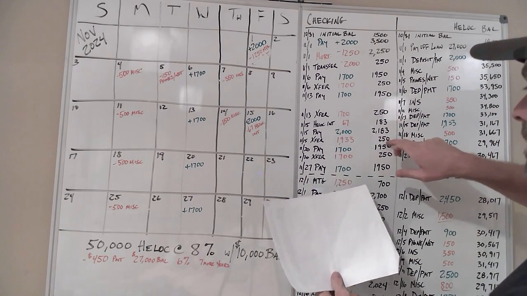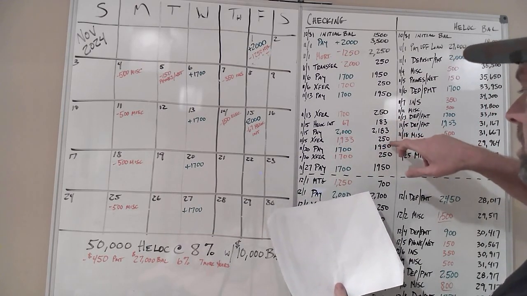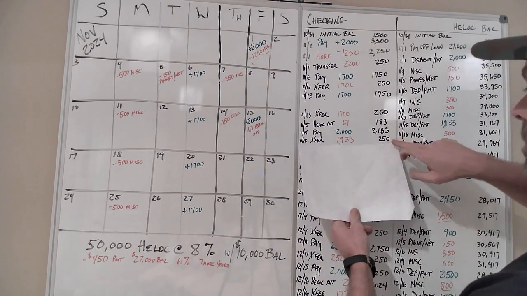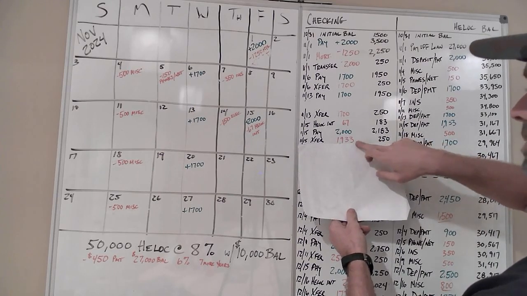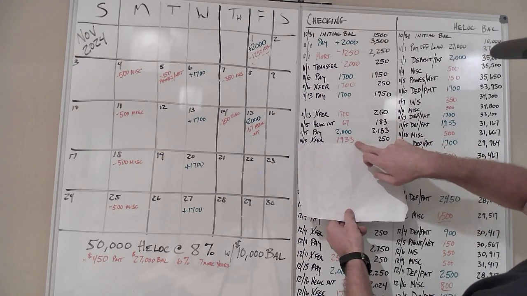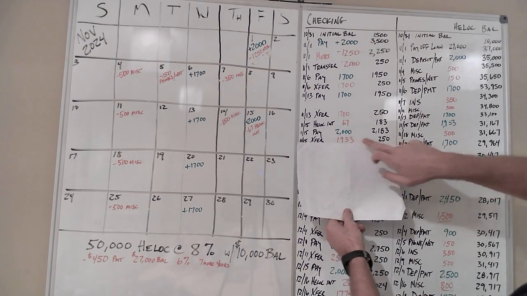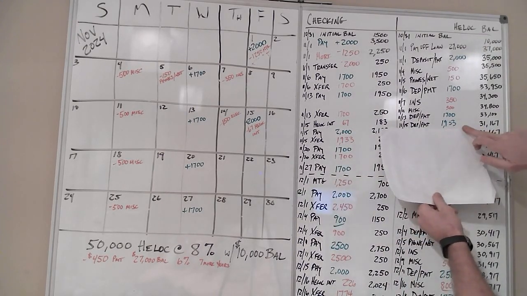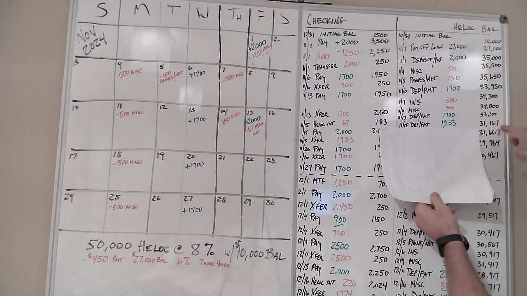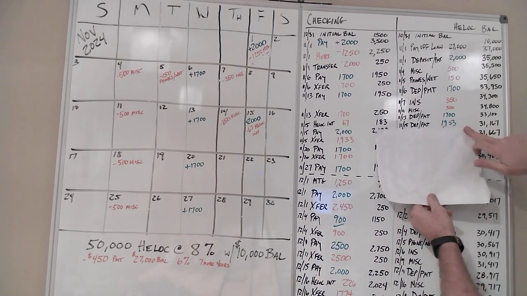And remember, this is where it gets a little screwy now. The numbers aren't so even anymore. We want to keep our balance at $250, so we're going to transfer the rest. So 1933 gets transferred over. So that comes over here to the 1933. Your balance goes down again to 31,000.